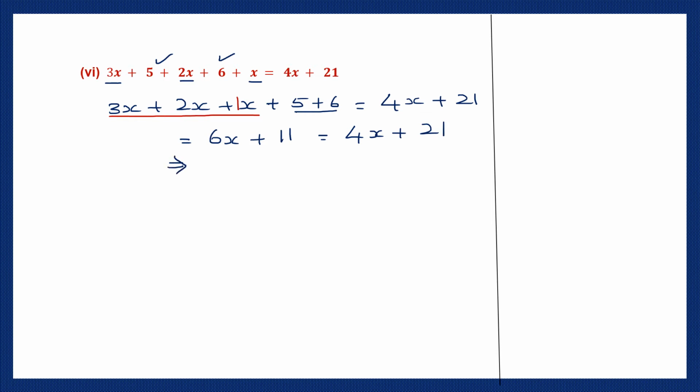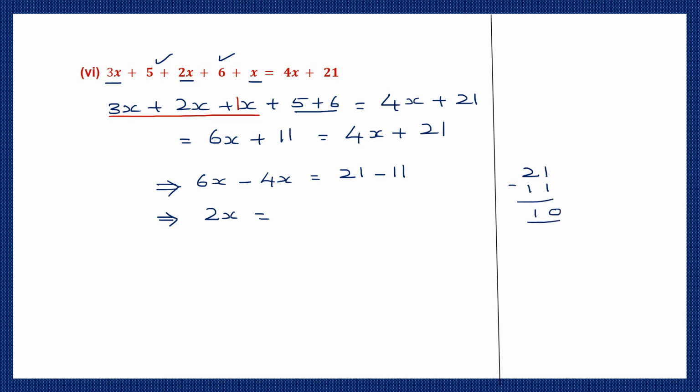So now we are going to put all the x on one side and the whole numbers on the other side. So I'm going to leave 6x here and bring 4x from the right hand side to the left. It becomes minus 4x, and 21 is on the right hand side. I'm taking plus 11 to the right hand side. It becomes minus 11. Now 6 minus 4 is 2, so that's 2x is equal to 21 minus 11. 21 minus 11 is 10. So 2x is equal to 10.